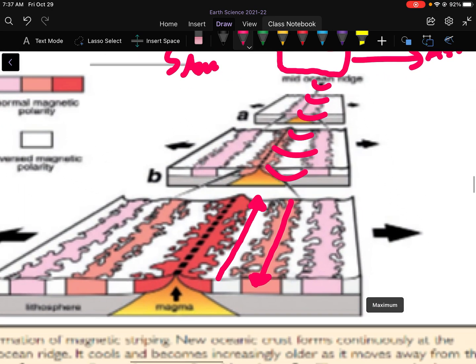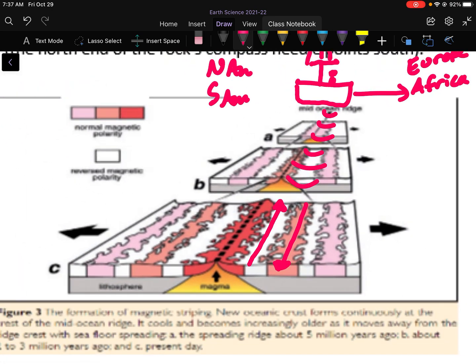What's weird, though, is that the minerals found in the next band over as you're going towards Europe and Africa line up in the opposite direction. And then they flip again. And then they flip again. And then they flip even more.